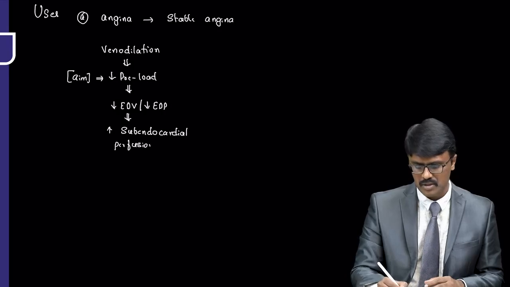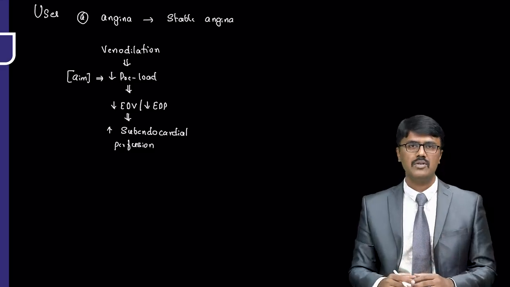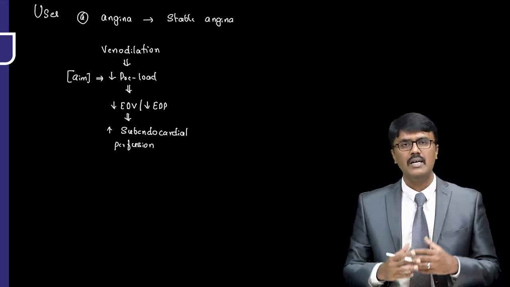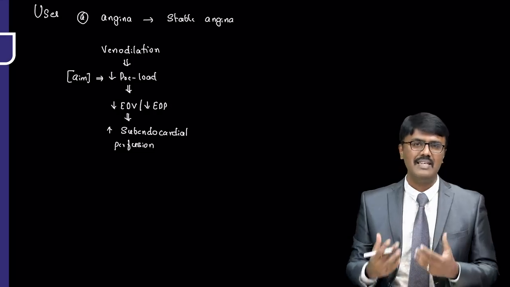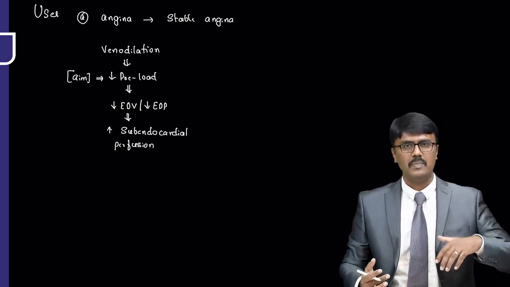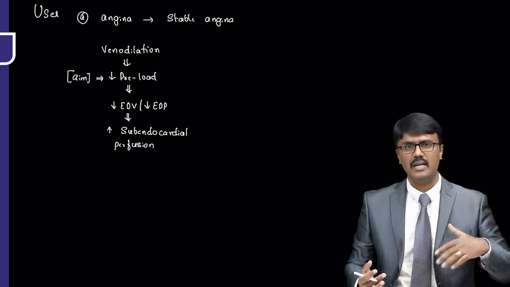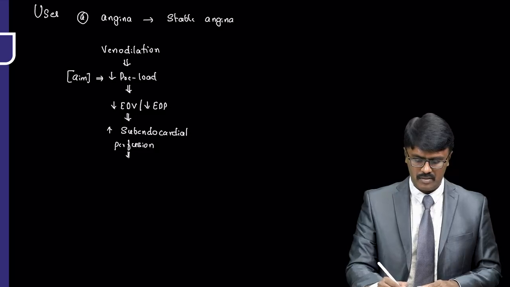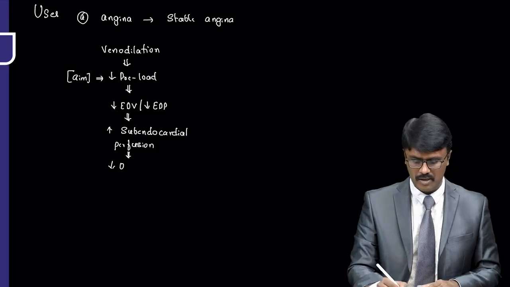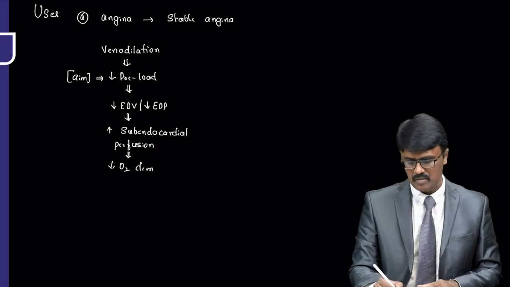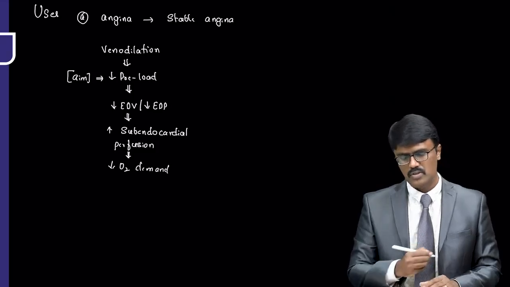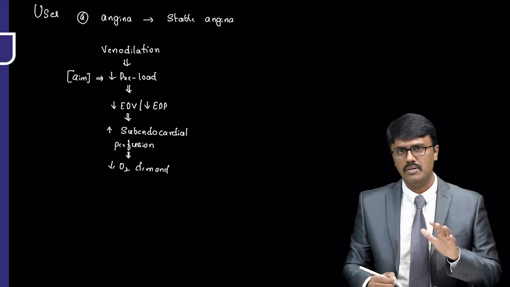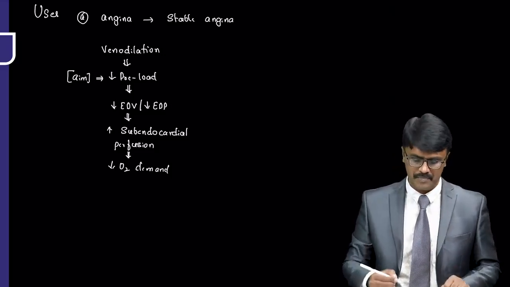So the subendocardial tissues, you all know that during diastole they receive more blood flow, so that is increased. And when that is increased, the chest pain decreases. So the patient can go for exertion, he can go for walking without any chest pain. And when you do that, there is decrease in oxygen demand. So there is decrease in myocardial oxygen demand. So that is a major role of nitrates in stable angina.